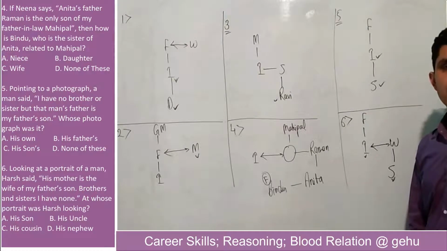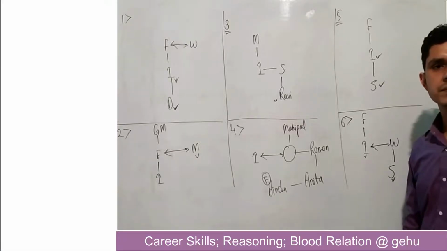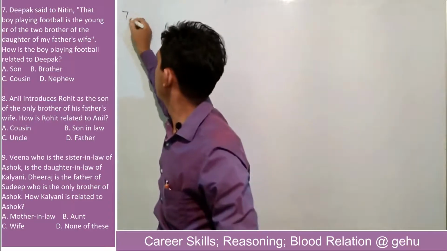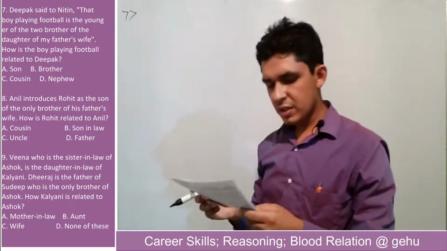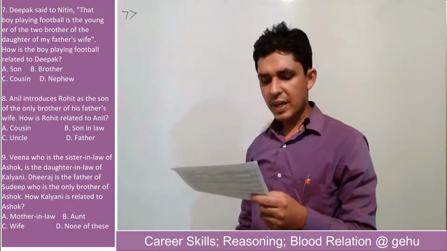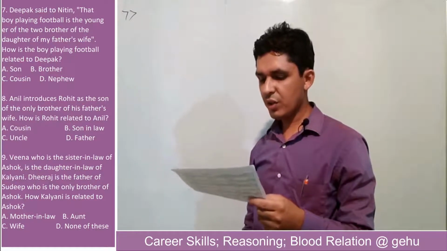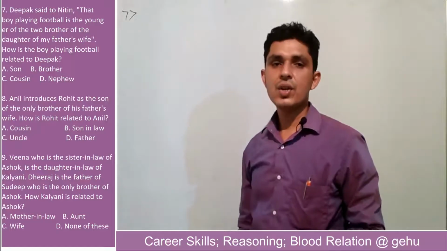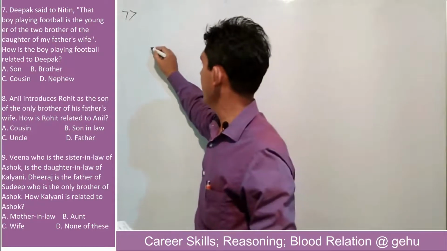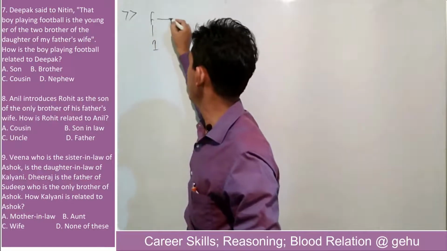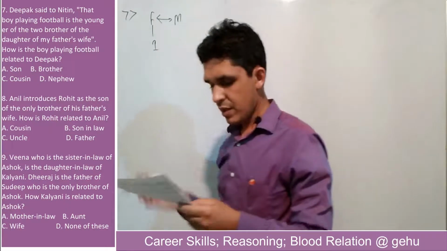Okay, we discussed some more questions based on this, right? So friends, let us come to question number 7. The question is, Deepak said to Nitin that the boy playing football is the younger of the two brothers of the daughter of my father's wife. So I start with I. My father's wife, that means my mother.